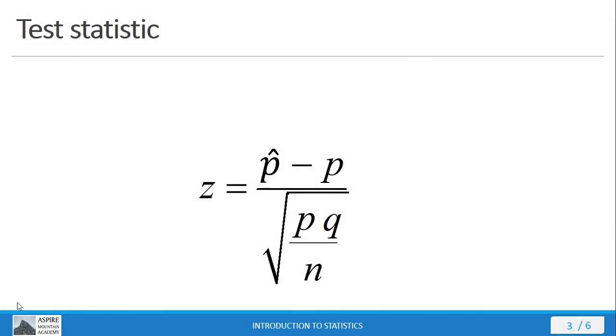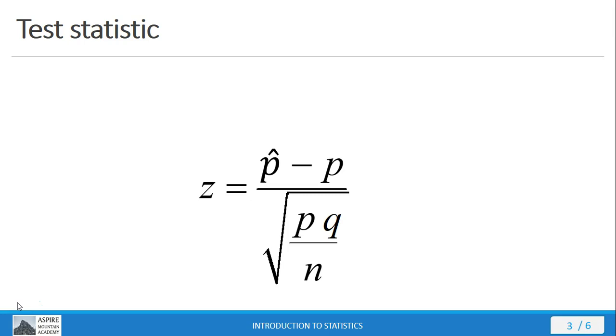Let's take a look at our test statistic. We saw in an earlier mini lecture a table of the test statistics that are used for hypothesis testing on various population parameters. Here's the test statistic equation for hypothesis testing on proportions.